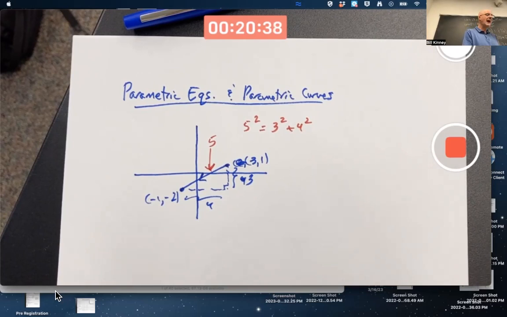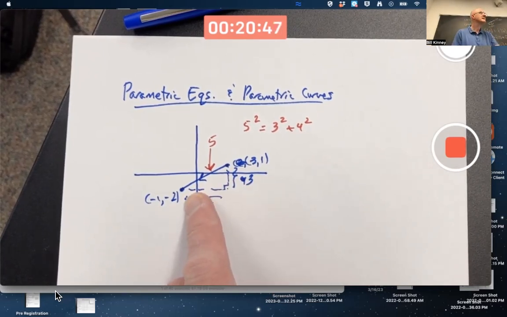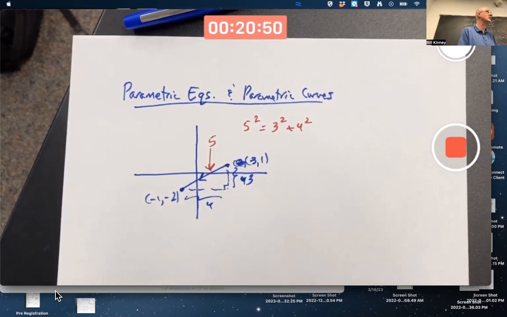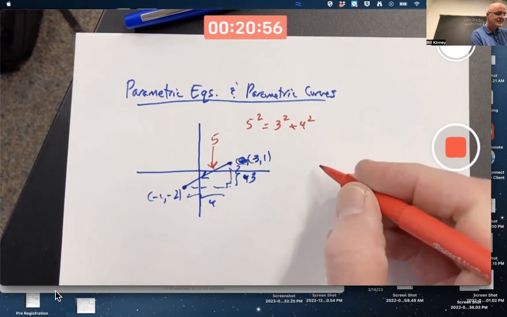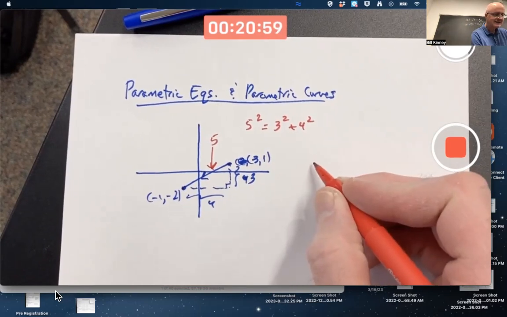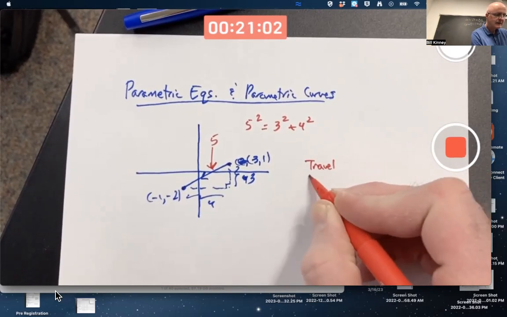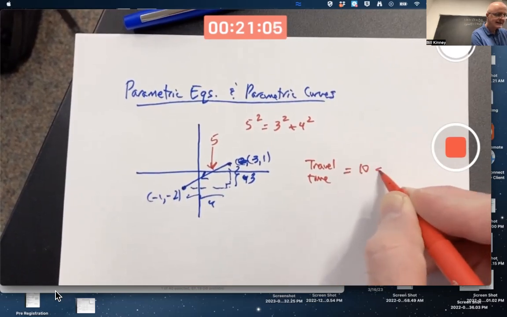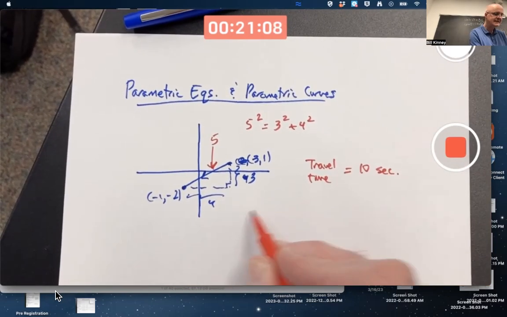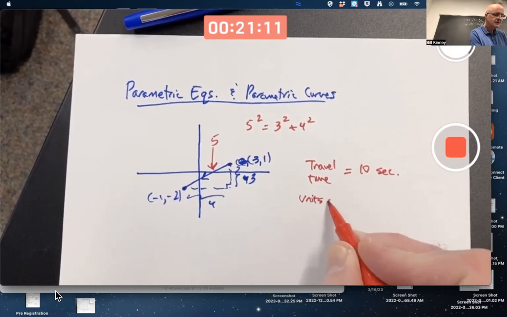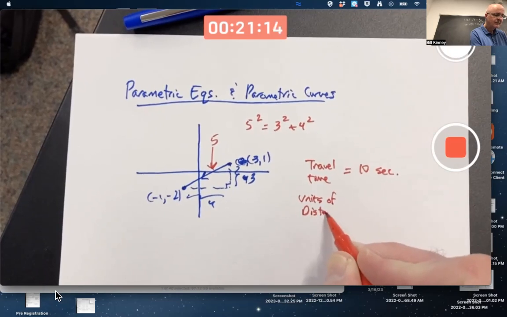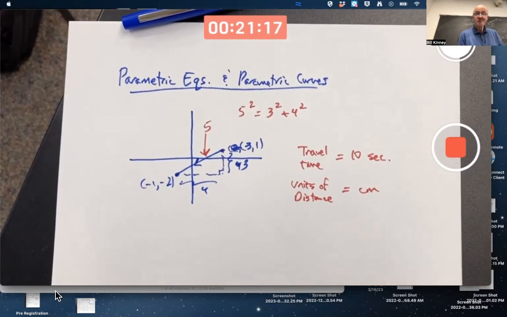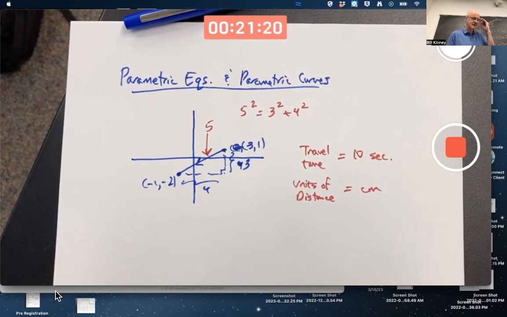How long does it take the bug to travel from this point to this point? I don't know. It's a very slow moving bug. Let's say it takes 10 seconds to travel from this point to that point. Maybe it's a flea, something really small, so it can't move very fast, or can fleas move fast? Maybe they can. So it travels from this point to this point in 10 seconds. Travel time equals 10 seconds. And let's pretend the units of distance are centimeters. Units of distance are going to be in centimeters. And you can see I've labeled the distances here.